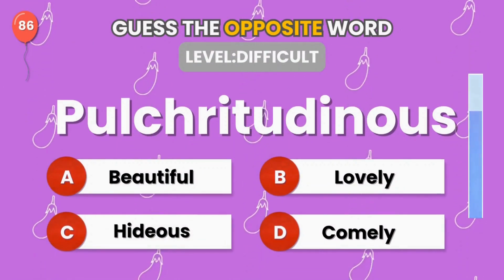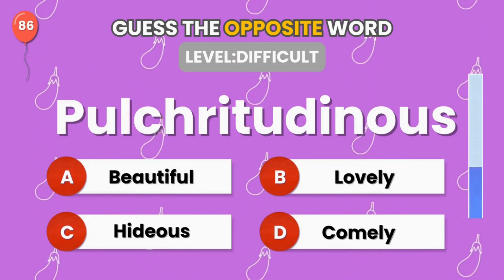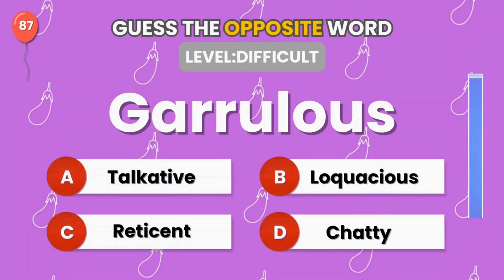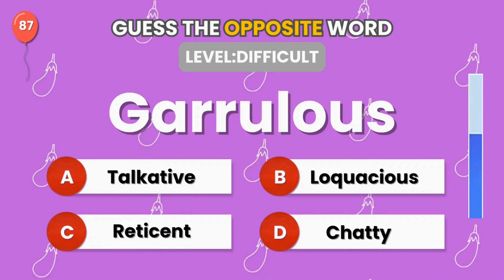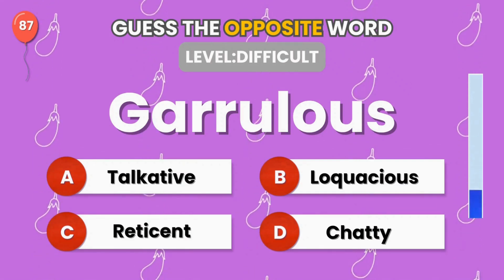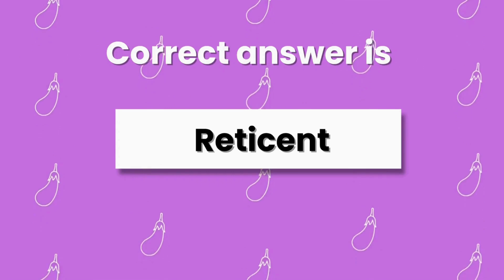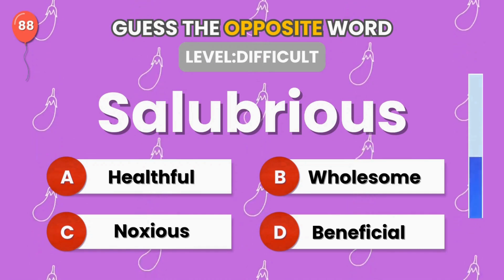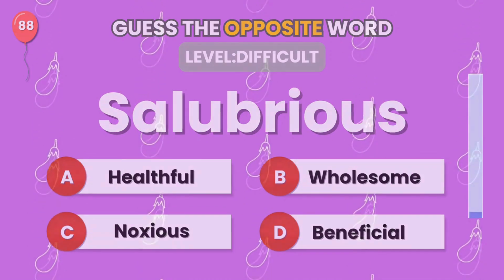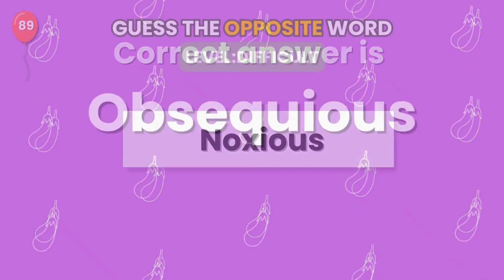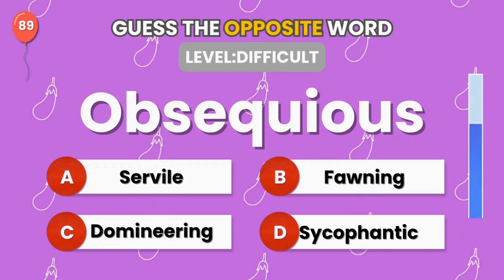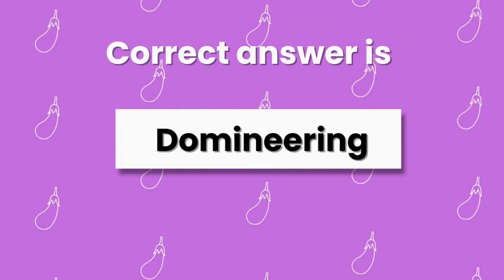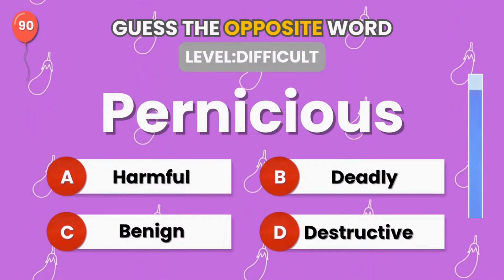Opposite word for pulchritudinous? Hideous. Opposite of garrulous? Reticent. Opposite of salubrious? Noxious. Opposite of obsequious? Domineering. Opposite of pernicious.